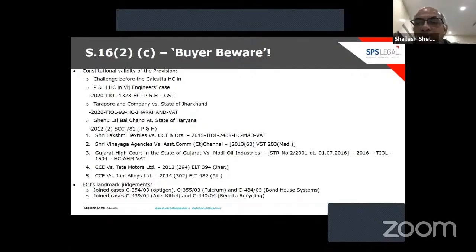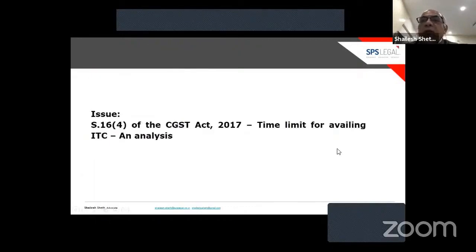And personally, my view in the earlier one is this, that this particular legal view will continue to prevail and should continue to prevail under GST regime also.